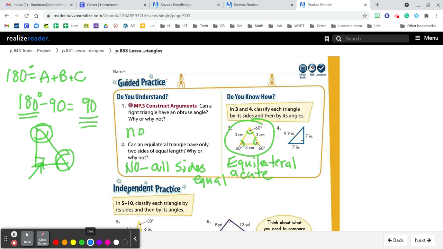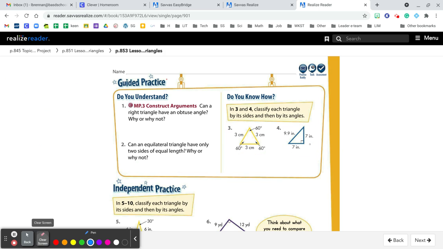And this other one over here, when I look at the sides, two sides are the same, so we call that isosceles, because there's two sides that are the same, 7 inches and 7 inches. It has a right angle, and I know that because there is a little corner icon drawn in there to tell the reader that that is a right angle.